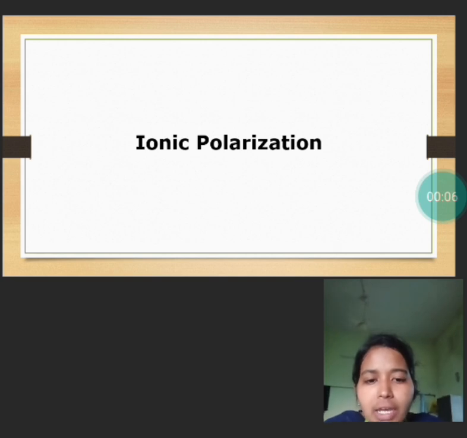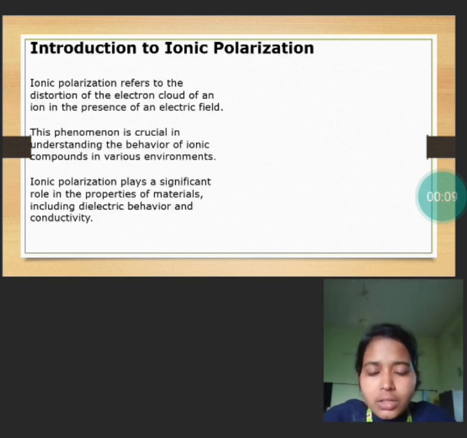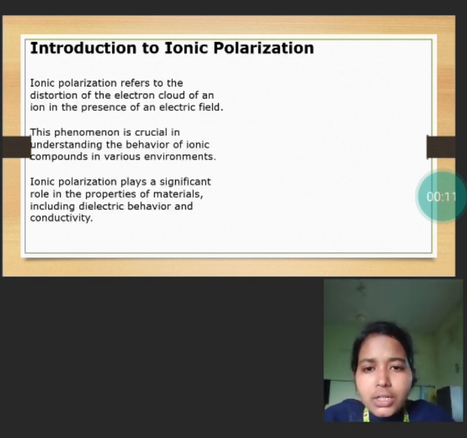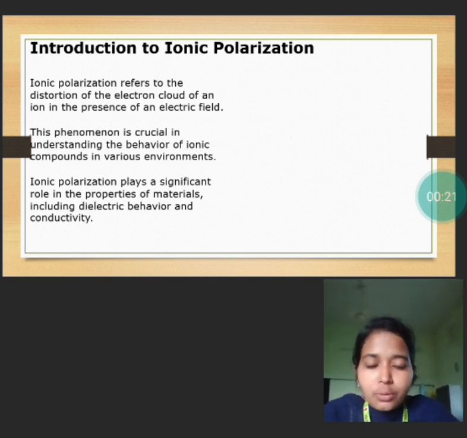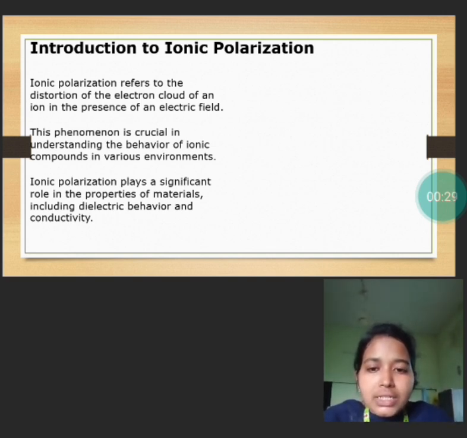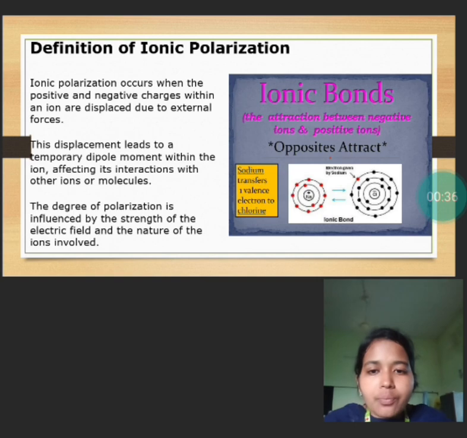My topic is ionic polarization. First we have to discuss introduction to ionic polarization. Ionic polarization refers to the distortion of the electron cloud of an ion in the presence of an electric field. This phenomenon is crucial in understanding the behavior of ionic compounds in various environments. Ionic polarization plays a significant role in the properties of materials, including dielectric behavior and conductivity.